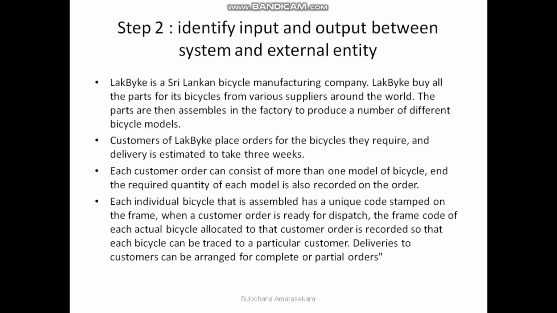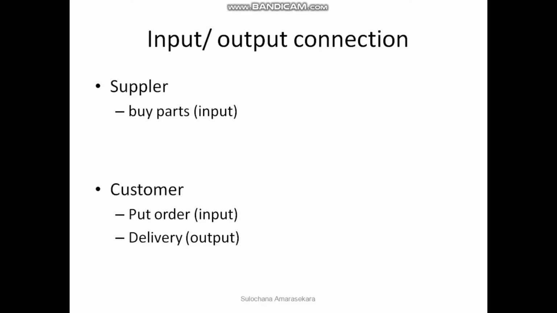Step 2. According to step 2, we need to identify input and output between the system and each external entity. You can see here the system buys parts from the suppliers. That means suppliers input parts. As well as the customer puts an order, that means the customer inputs an order. The system delivers bikes to the customer, that means the system outputs bicycles. I use this slide to summarize my findings.